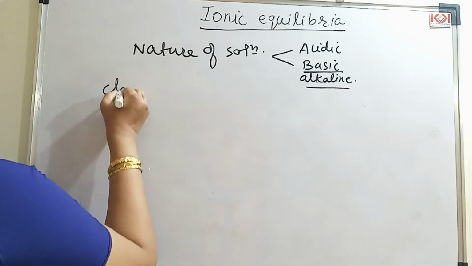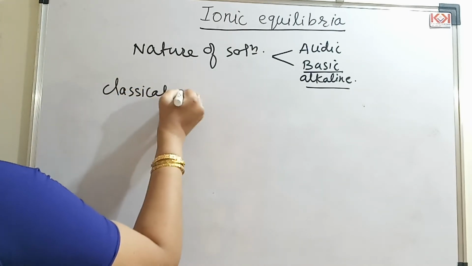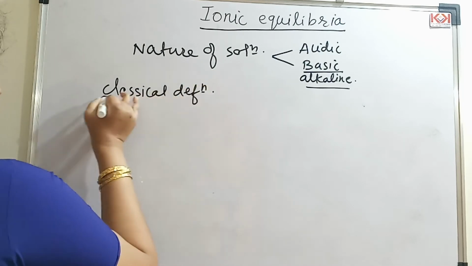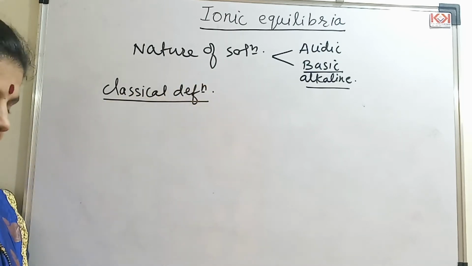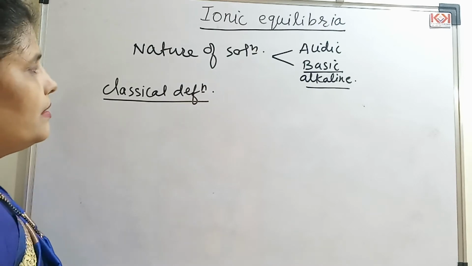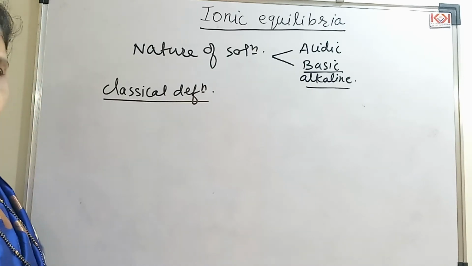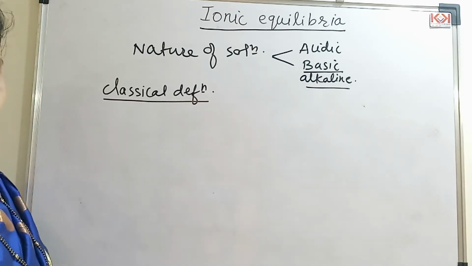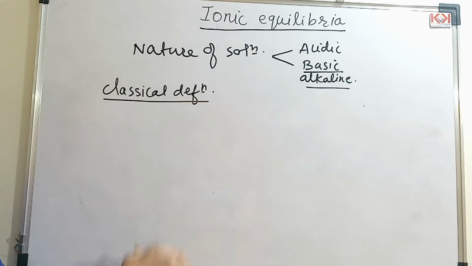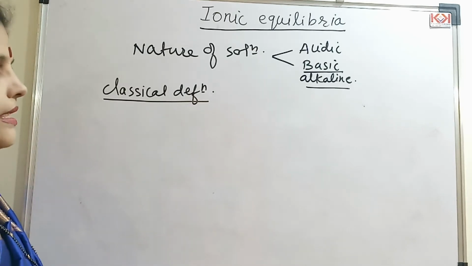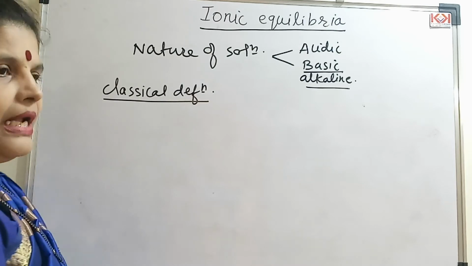According to the classical definitions, there are various ways to define an acid and a base. So in the consecutive videos, we'll be seeing the different ways of defining acids and bases. In this video, we are seeing the classical definition. What is the meaning of classical definition?